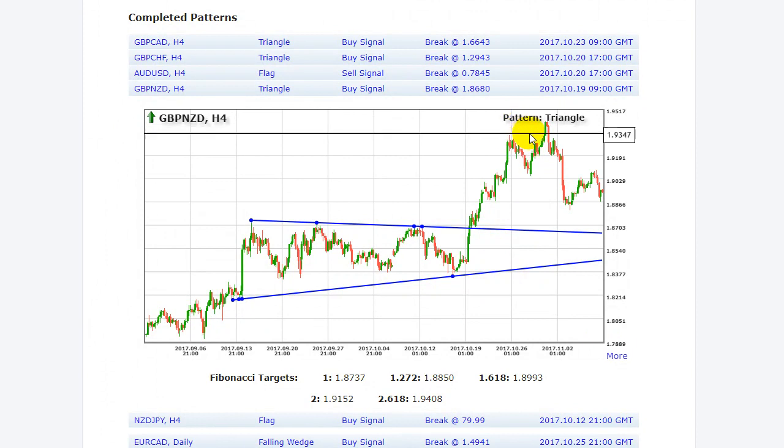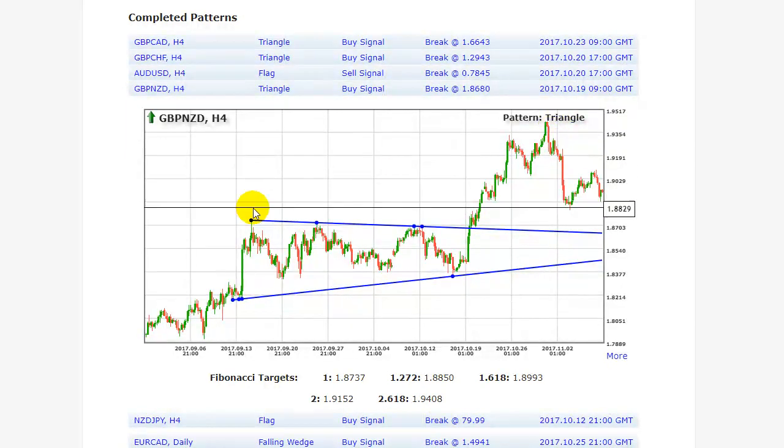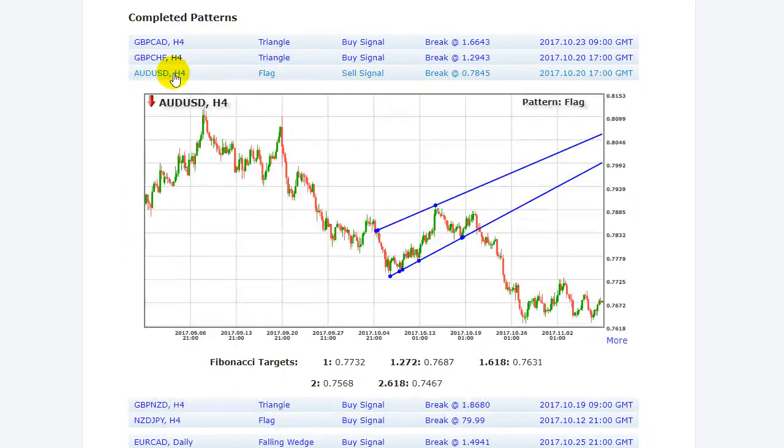When we get into here, if you're hanging on, you can see that this pullback is the hardest pullback we've had in this whole up move. Read price. Aussie US. What do we get here? We get a flag, a sell at 78.45 on the 20th. The 20th is right around here. And you can see we break at 78.45.